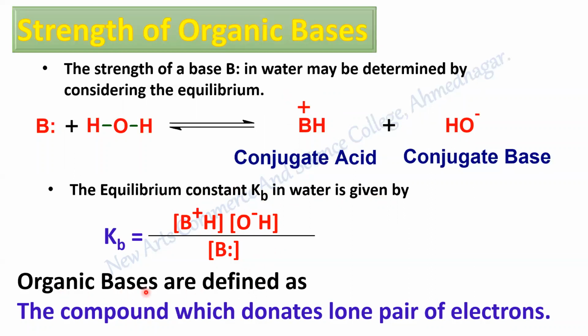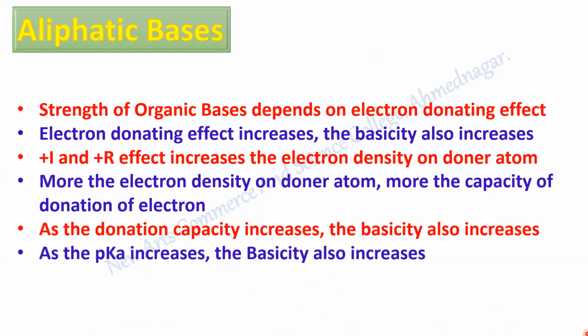Now, how do we define organic bases? From Lewis acid-base theory, the compound which donates a lone pair of electrons is called an organic base. The three theories are what we already discussed in the previous videos. Here, first of all, I am talking about the aliphatic bases. What are the different factors responsible for the strength of aliphatic bases?